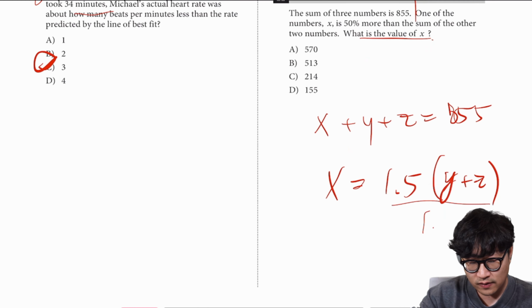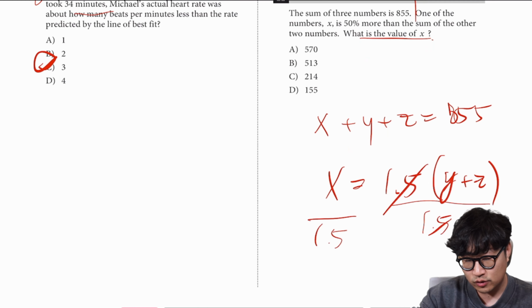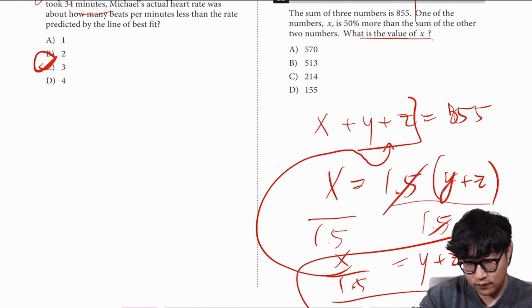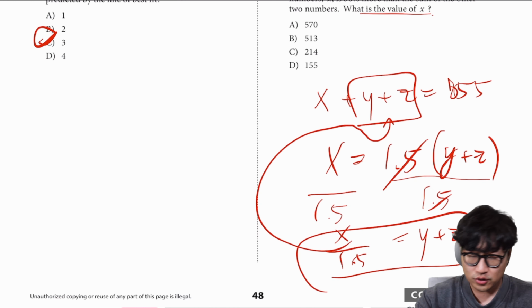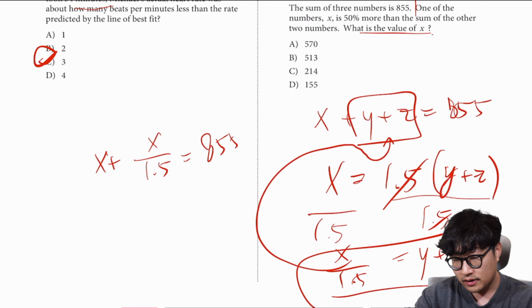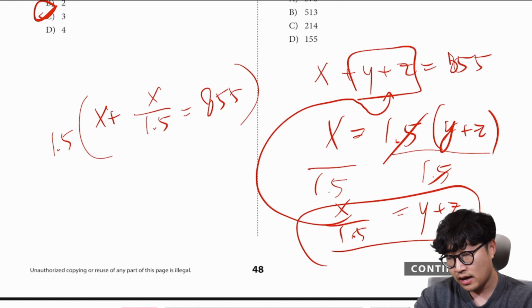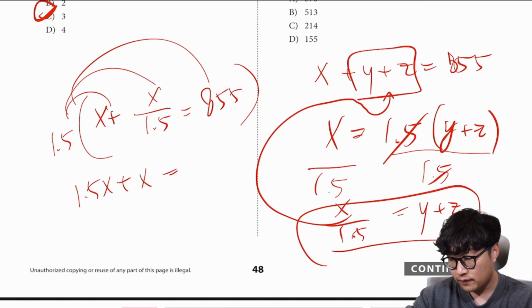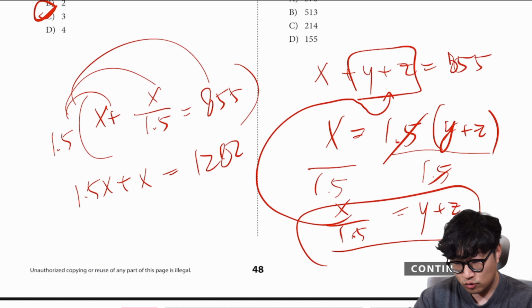What you can do is divide by 1.5 on both sides. But Stephen, why would you do that? Because then you get y plus z is equal to x divided by 1.5, and you can put that in for the y and z together. It gets rid of that whole part. So that'll be x plus x over 1.5 is equal to 855. Go ahead and multiply the whole thing by 1.5. So that'll be 1.5x plus x when you distribute is equal to 855. So 855 times 1.5 gives me 1282.5.